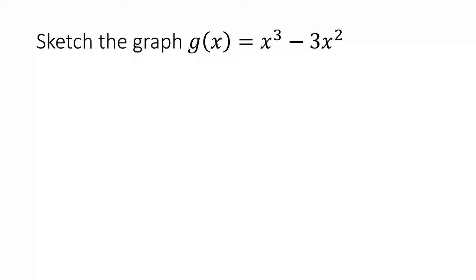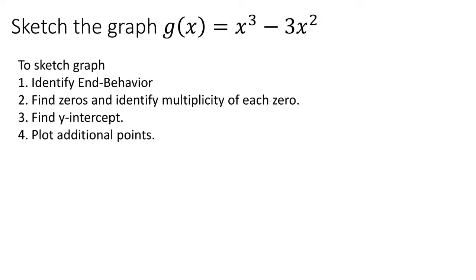So let's sketch the graph. Let's sketch the graph of x cubed minus 3x squared. Again, the first thing that I would do to help me graph is, again, do a little key. Let's see what the end behavior is. Let's find the zeros, identify multiplicities of each zero, find the y-intercept, and plot some additional points. So let's go ahead and do that.